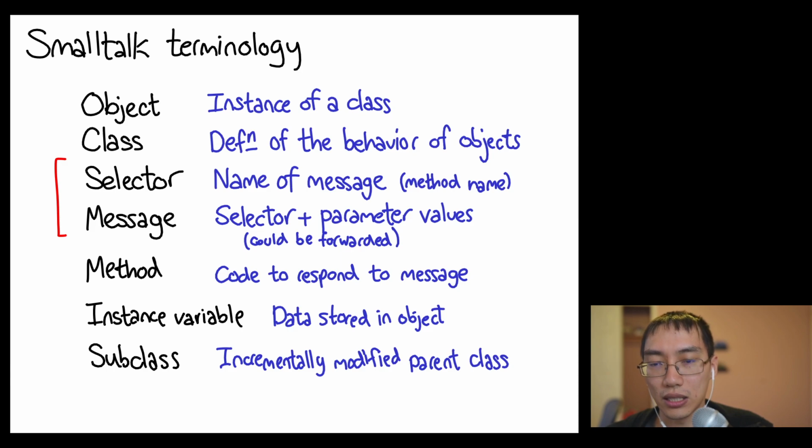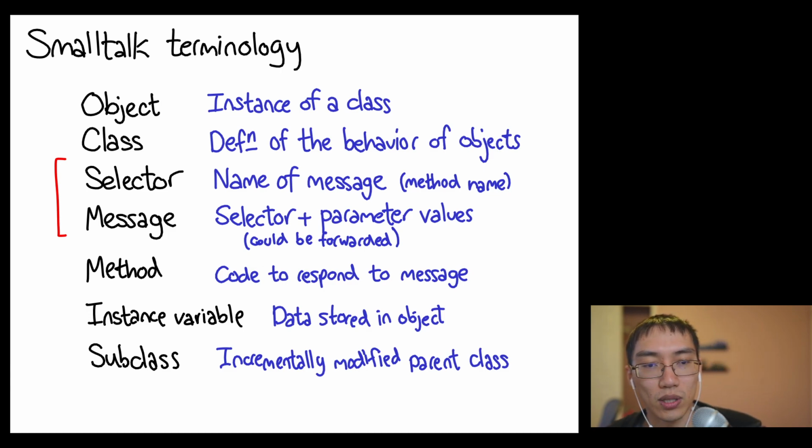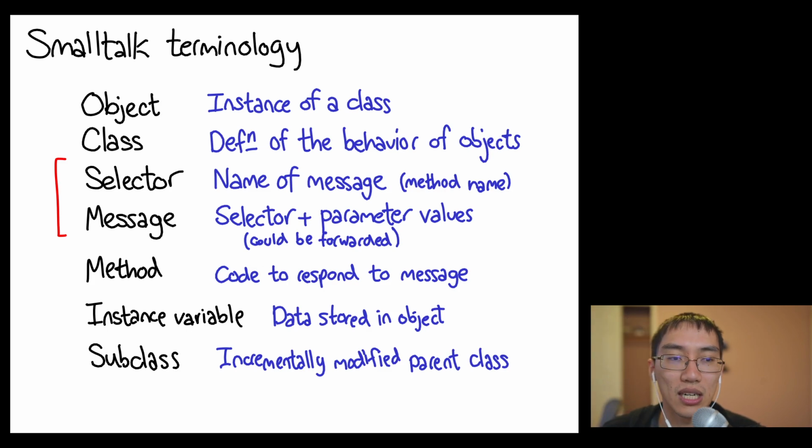And so then in Smalltalk, the method is just the code that knows how to respond to a message, right? So you get a message and you need to do something about it, and that's what the method says. And then you've got instance variables, which are the data stored in the object, and subclasses, which are incrementally modified versions of the parent class. So most of the terminology is very similar to what you know, except for selectors and messages.